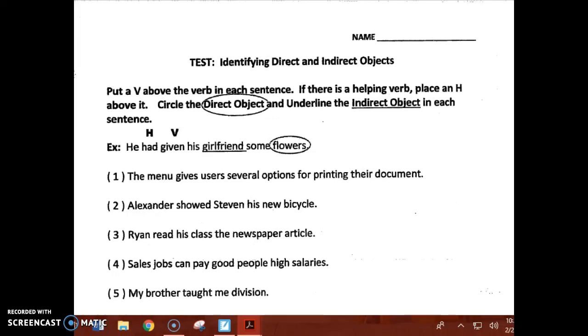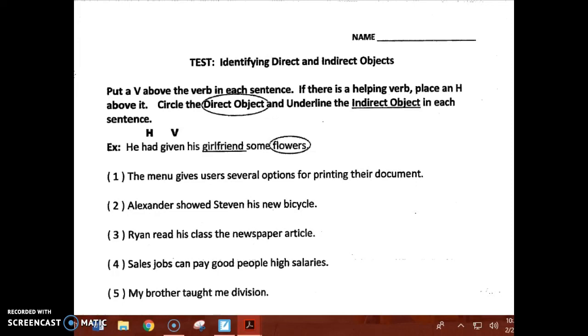Today you're going to take your test for identifying direct and indirect objects. Be sure to put your name and your class number at the top of the page. The directions for the first part are to put a V above the verb in each sentence. If there's a helping verb, put an H above that one. Then you need to circle the direct object, underline the indirect object in each sentence.